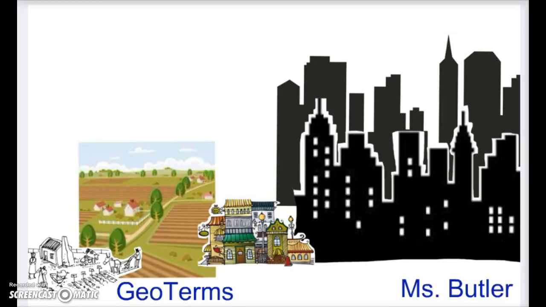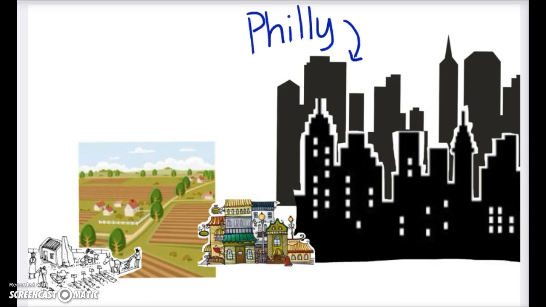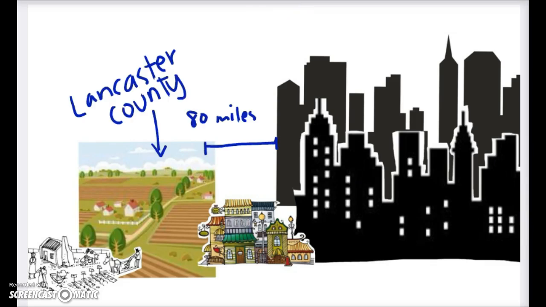This video will explain the first set of GeoTerms for our unit on spatial inequality. Philadelphia is an urban area. It is a large city. Lancaster County is a rural area. It is an open land area with farms that is far away from the city.